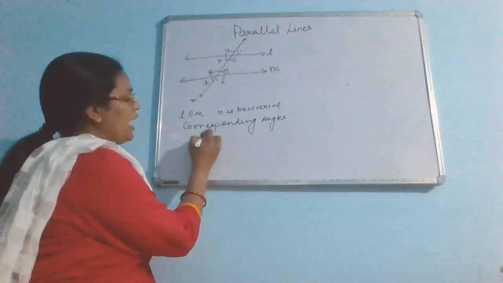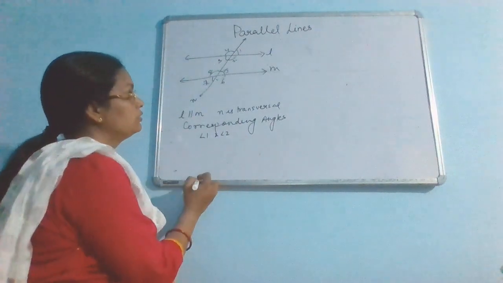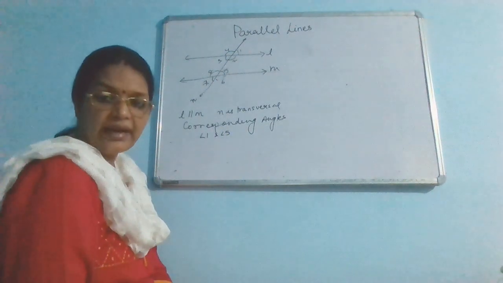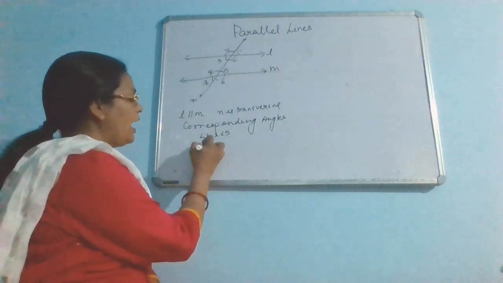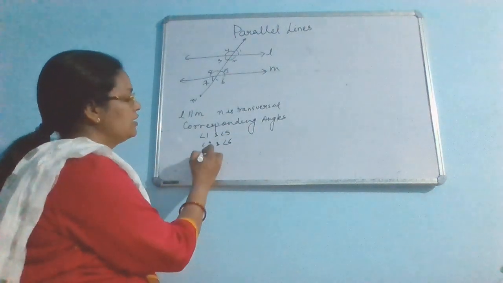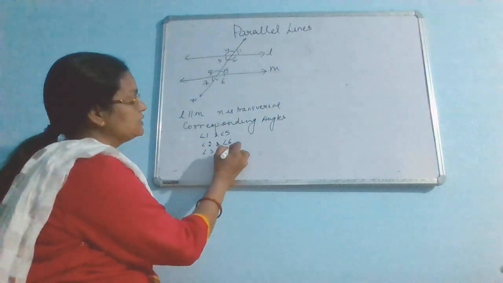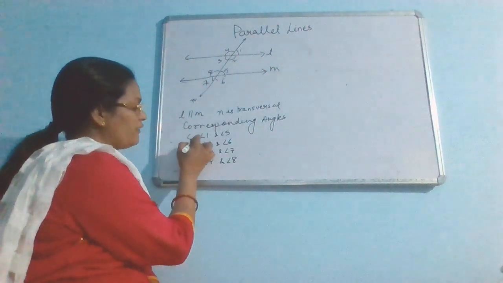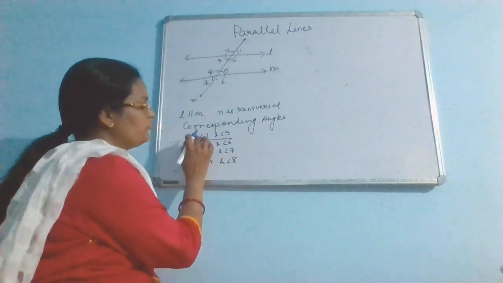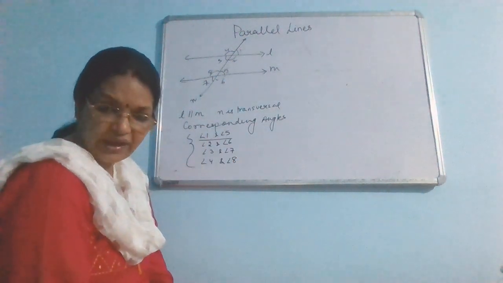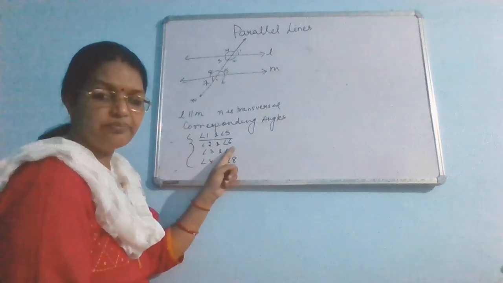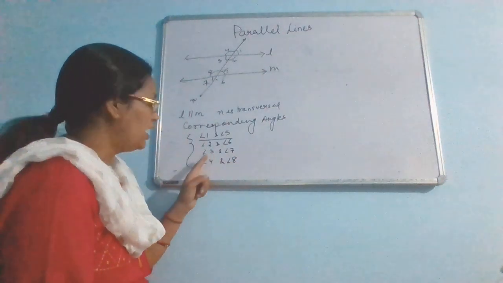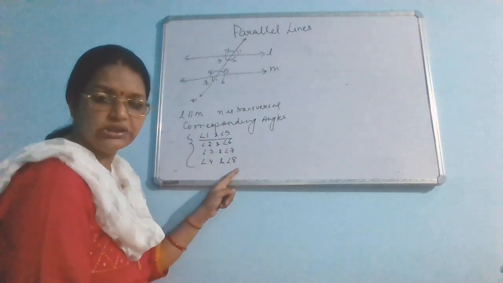Now which two angles have the same position? Angle 1 and angle 5, then angle 2 and angle 6, angle 3 and angle 7, and angle 4 and angle 8. These have the same position. Whatever position 1 has, the same position is of 5. Whatever position 2 has, the same position is of 6. Whatever position 3 has, the same is of 7. And whatever position 4 has, that is the same position of 8.